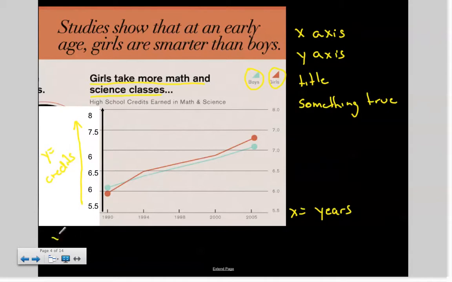So we know that our y is equal to credits. So that's our x, that's our y, that's our title. Now what's true about this?